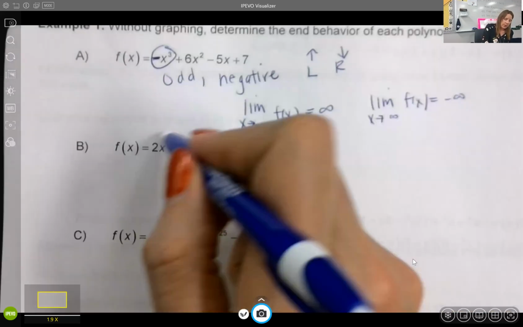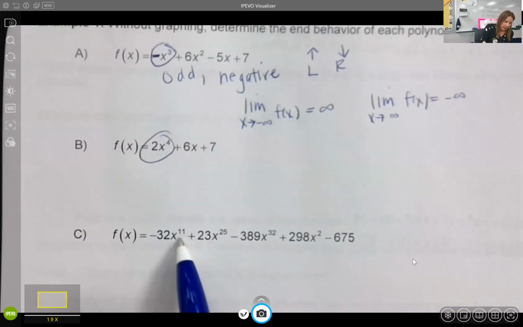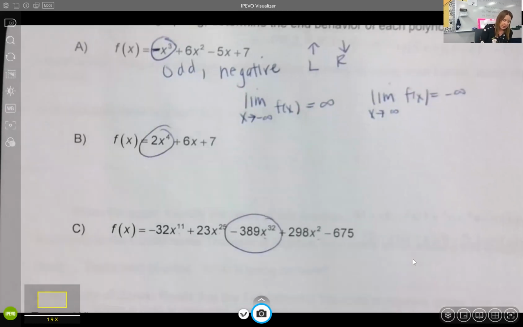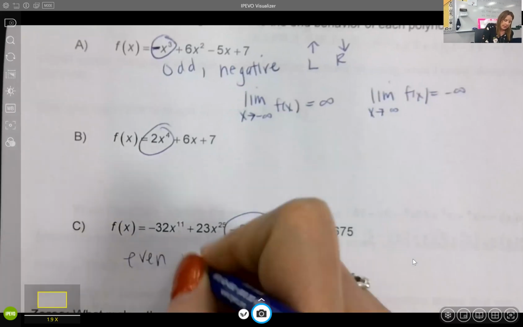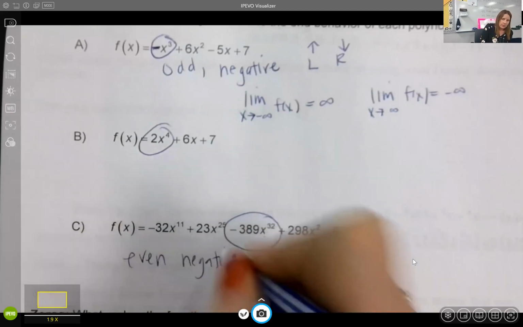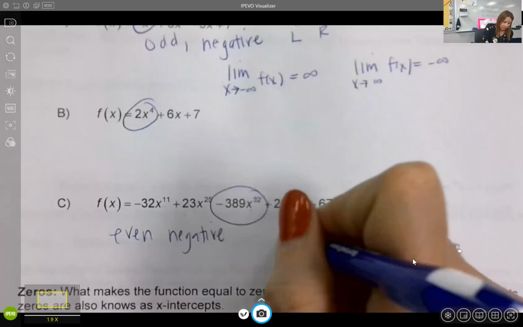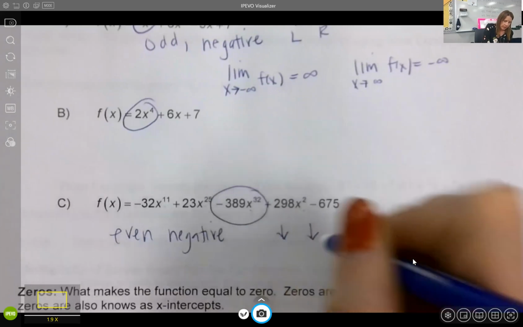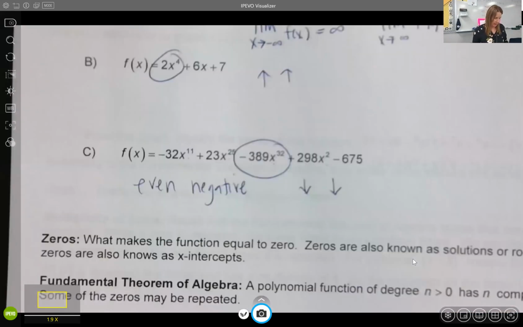This is going to be a 4th, so it's even, positive, and they're both up. This one I'm going to look at 11, 25, 32, 2. So this is my highest power. I always circle the highest one. So that's going to be an even and a negative, so then they're both going to be down. On this one, they're both going to be up anyway. So that's review. Okay, so I'm not going to go over all of that stuff.